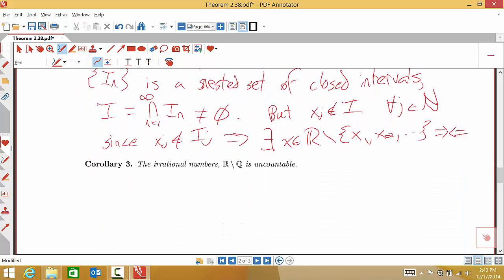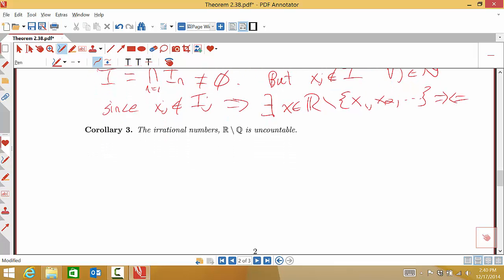Okay. And once we have that, we can prove a very nice corollary. The irrational numbers are uncountable. And the proof of this is actually very simple, very straightforward. Let's just assume, let's assume none. Okay, so let's assume our irrational numbers, let's call it I, R minus Q, is countable.